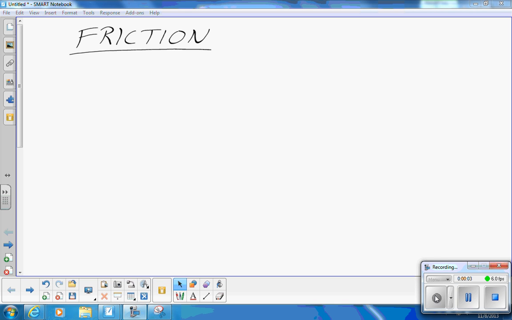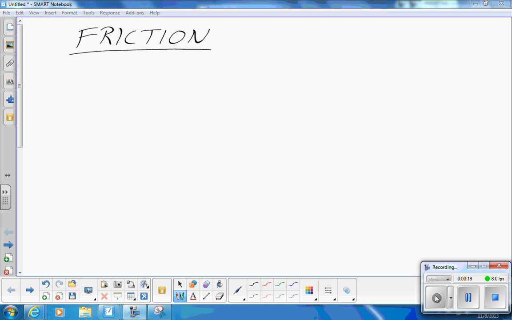Hi, today we're going to be looking at the friction force, the force of friction between two solid surfaces. We of course have looked at this in class already several times, but we're going to learn a little something new about how we calculate the force of kinetic friction between two surfaces.